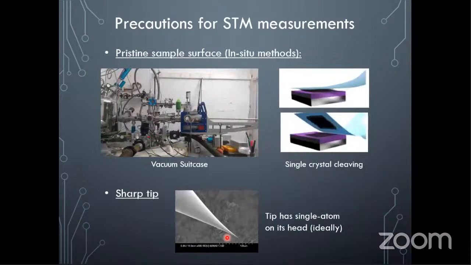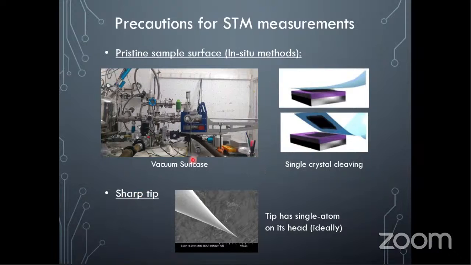Another way to get a good STM measurement is to have a very pristine sample surface. For that, at TIFR, a vacuum suitcase is used, where the sample is made and transferred at 10 to the power minus 9, 10 to the power minus 10 millibar. Also, for single crystals, one can cleave the sample inside the system, using, say, Scotch tape, for example, to get a very pristine sample surface.